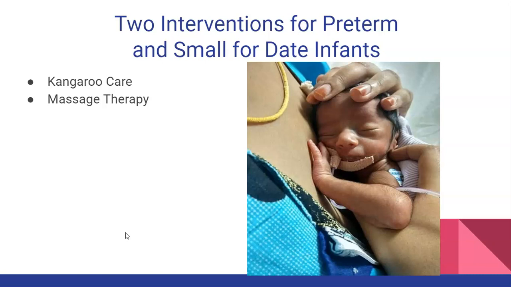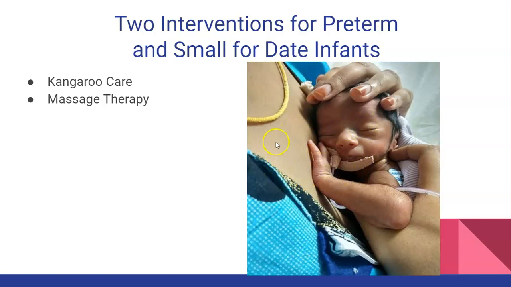There are 2 interventions that really help with preterm and small for date infants. And this is focusing more on the nurture side. When we talk about nature versus nurture, this is more on the nurture side. So for the nurture side, we talk about kangaroo care. And kangaroo care is what's pictured here. What happens is that the child is going to lay directly on the chest of the mother or the father, or this also happens in NICUs. We have volunteers that do the kangaroo method with the newborn.